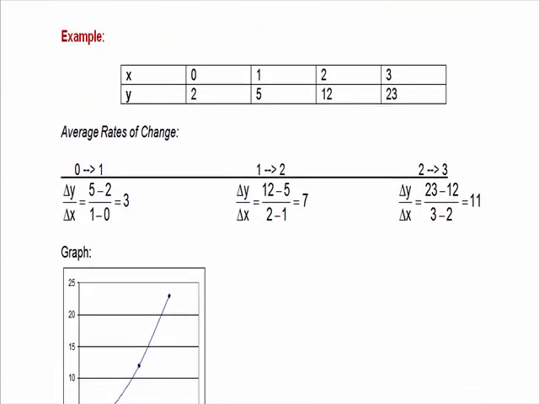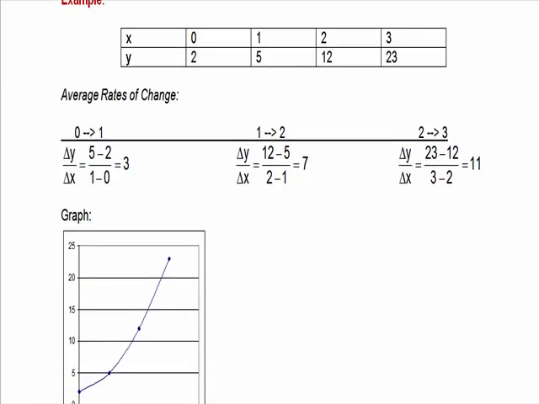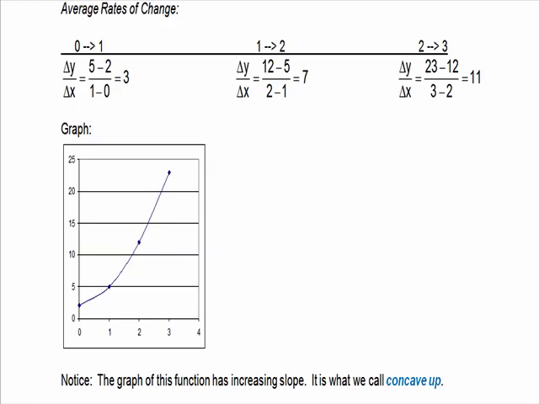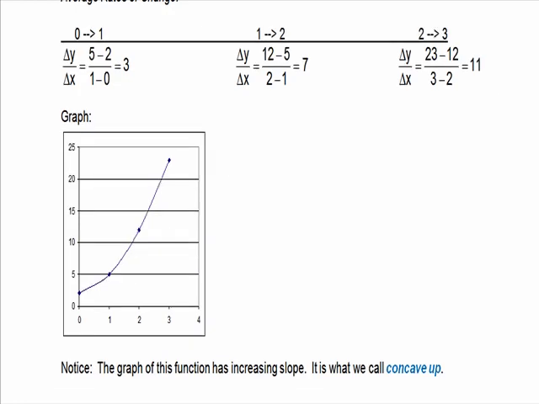Here I have a table where the x's are 0, 1, 2, and 3, and my y's are going to be 2, 5, 12, and 23. If I now compute the same slopes, the slopes from 0 to 1, 1 to 2, and 2 to 3, you will notice when I do the math, I end up getting the slope from 0 to 1 is 3, the slope from 1 to 2 is 7, and the slope from 2 to 3 is 11. Notice when I graph those particular points and I connect the dots, I get a graph that appears to curve up. The graph we know has an increasing slope.